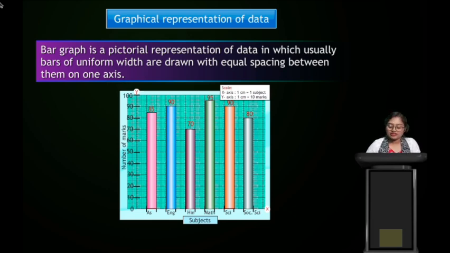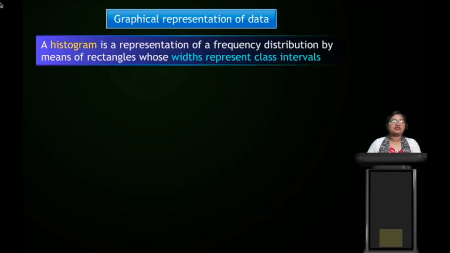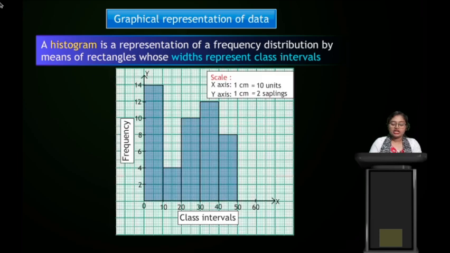Okay, remember this. And then next we have learned the histogram. A histogram is a representation of frequency distribution by means of rectangles whose width represent class intervals. So in our class we have learned to draw histogram for varying width as well as for equal width, right? So here you can see this is the histogram for the saplings. So in this x-axis you can see class interval is mentioned, and on the y-axis frequency is mentioned.